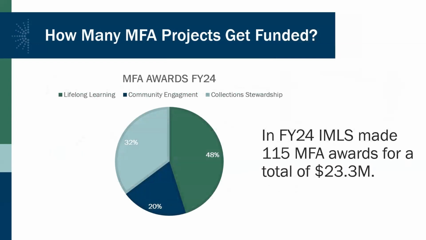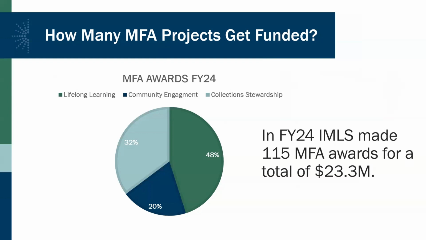The amount of applications received and the amount of awards made can vary from year to year. Here is a snapshot of our most recent application and award cycle. In fiscal year 2024, IMLS made 115 MFA awards with a total of $23.3 million in federal funds. We received 355 MFA applications last year, resulting in 33% of those applications being funded.